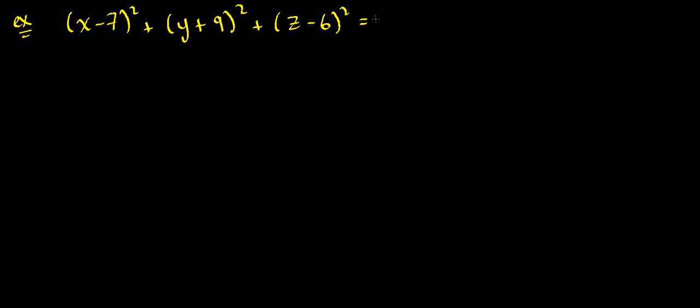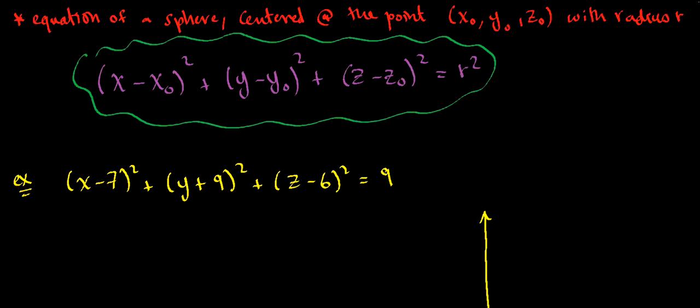So let's have an example. Let's say we have this equation: x minus 7 squared plus y plus 9 squared plus z minus 6 squared is equal to say 9. And we wanna show this graphically. We wanna draw this sphere. So first step would be to locate the center. Using this equation, I know that the center should be 7, negative 9, and 6. And since r squared is equal to 9, therefore the radius is equal to 3.